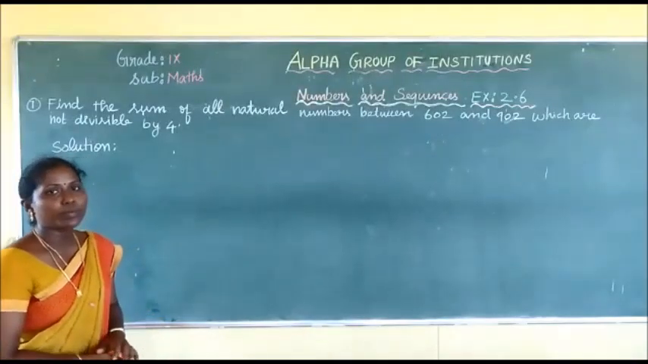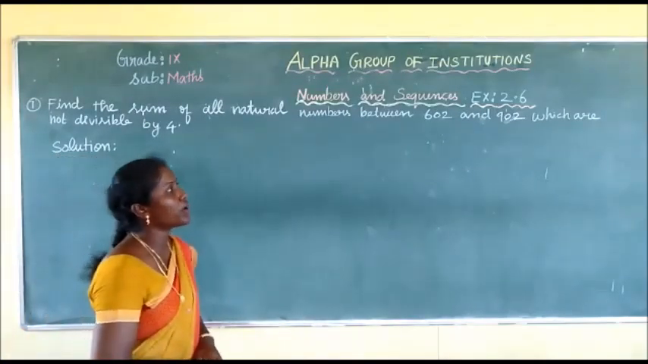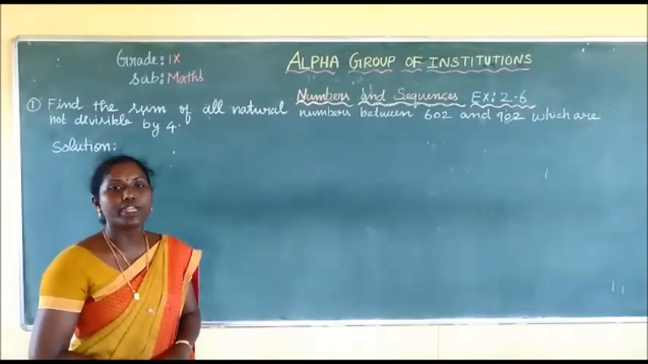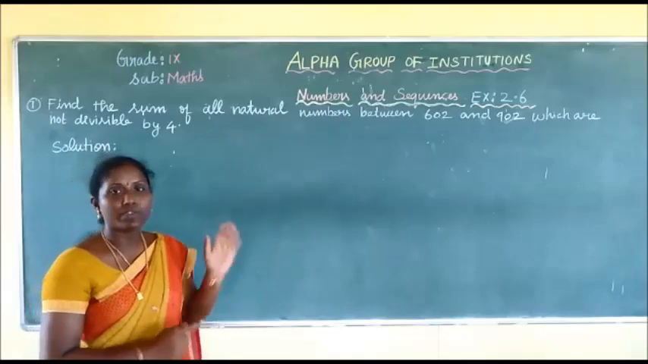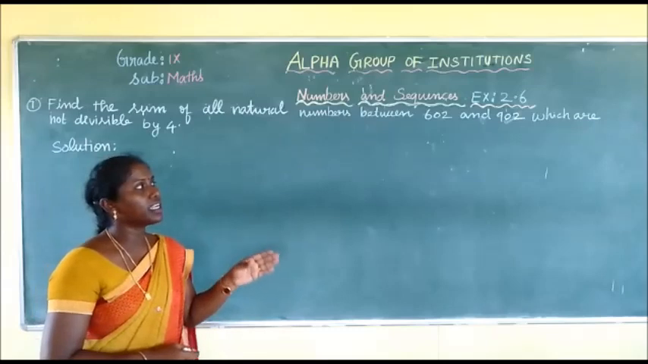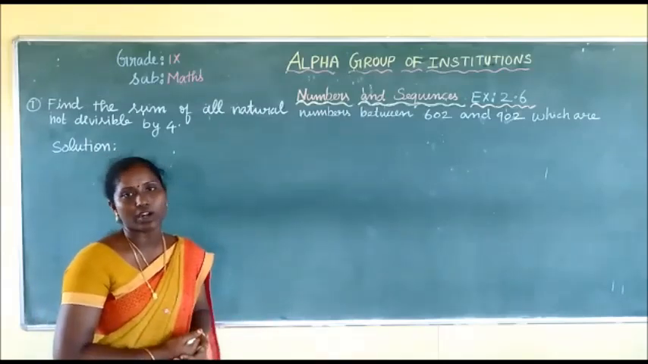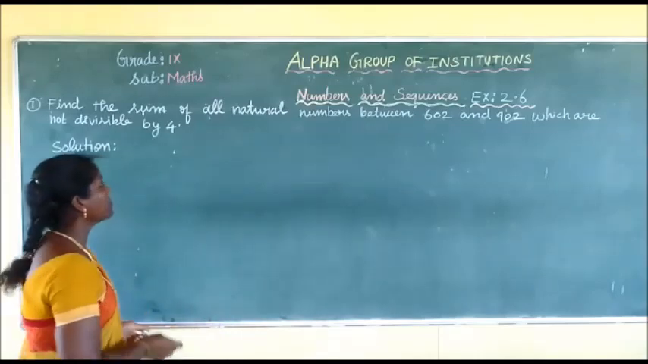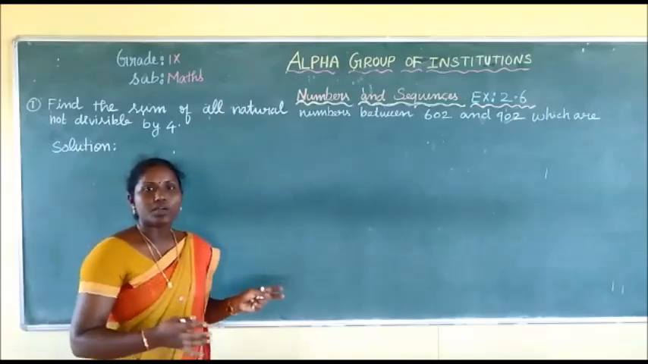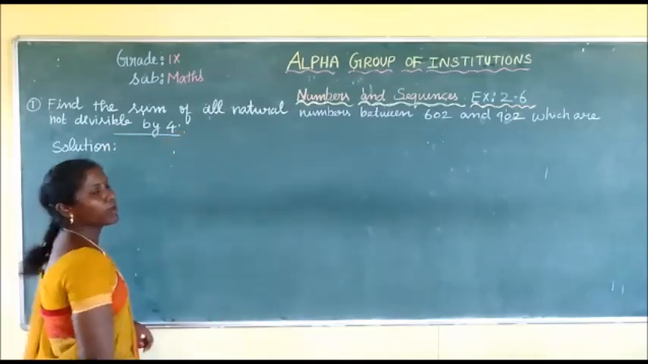So see the next problem in this exercise. Find the sum of all natural numbers between 602 and 902 which are not divisible by 4. We have to find the sum from 603, the next number, to 901, because they are asking between the numbers 602 and 902. So our calculation starts from 603 to 901, for the numbers which are not divisible by 4.